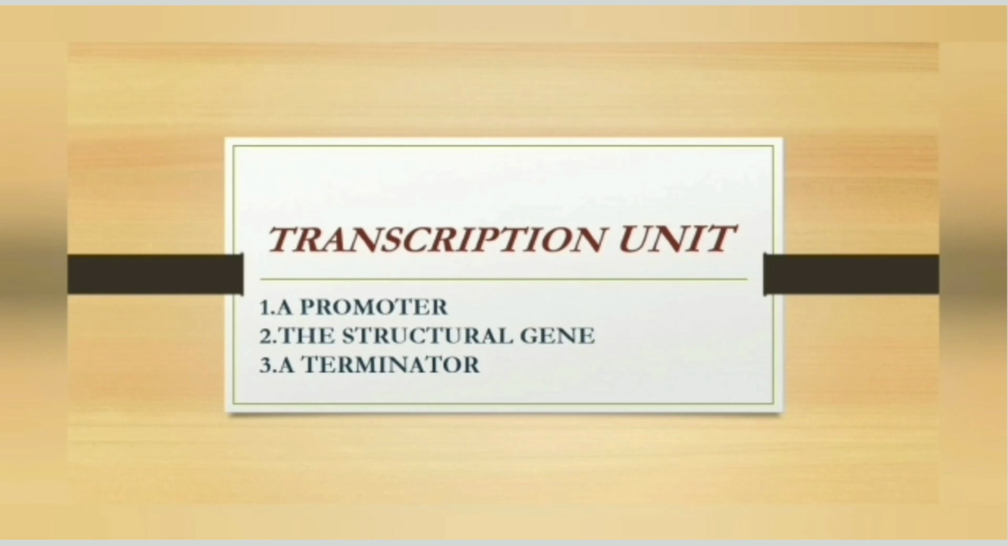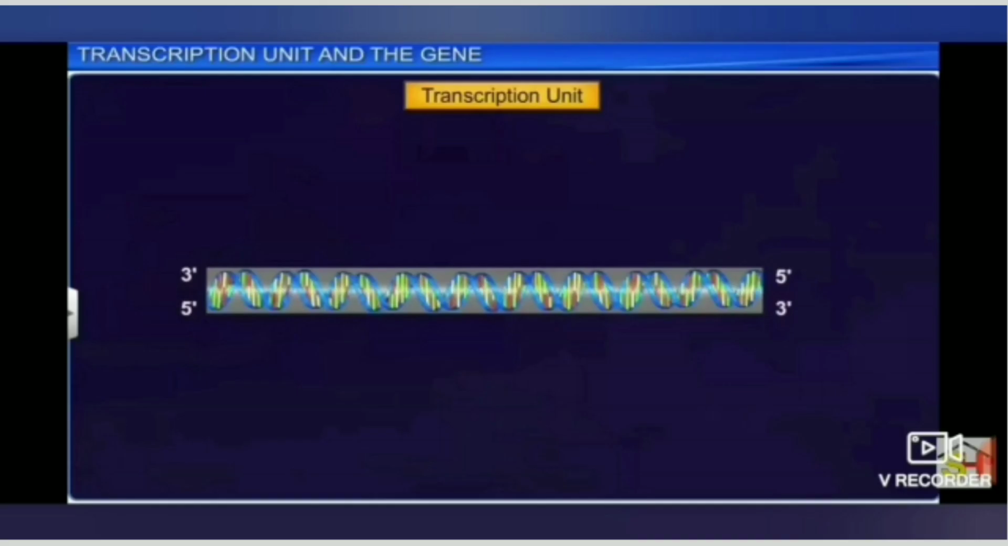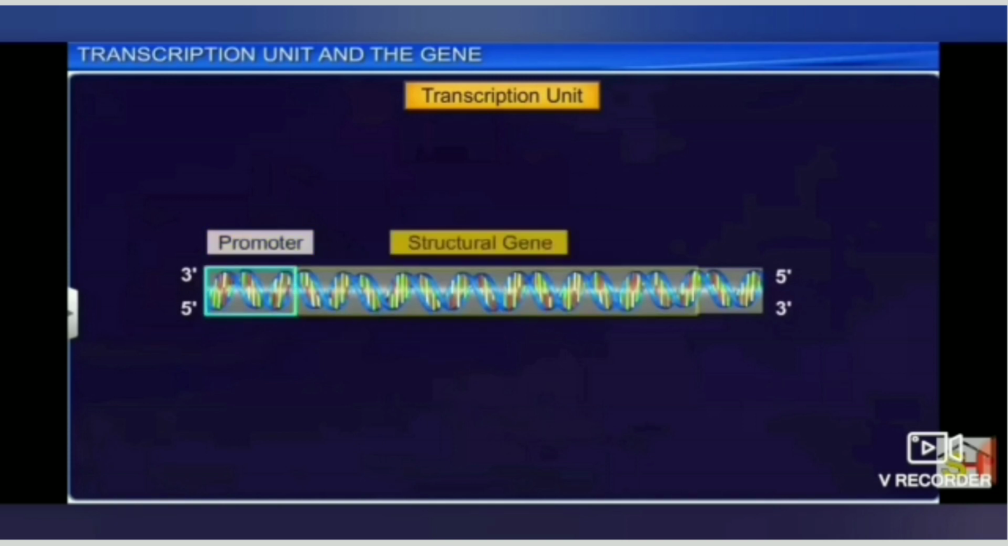Transcription unit. It consists of three main regions: a promoter, the structural gene, and a terminator. Promoter is the starting point of a transcription process and it is present upstream, at the 5' end of the structural gene. Structural gene is a part of the DNA strand that has a polarity of 3' to 5'. Terminator is located at the 3' end, downstream of the structural gene.